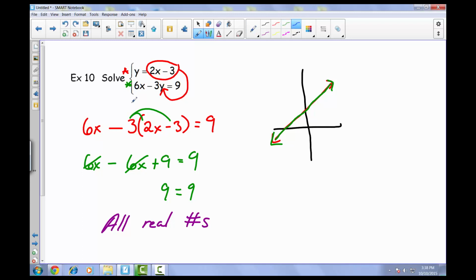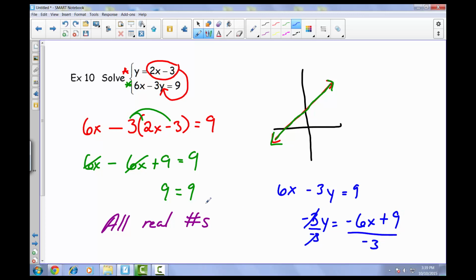Prime example is if we were to go ahead and just solve for y here to kind of prove that they are the same line. So we have 6x minus 3y is equal to 9. We would first subtract 6x from both sides, so negative 3y is equal to negative 6x plus 9, dividing both sides by negative 3.